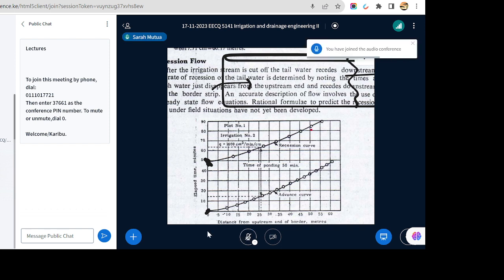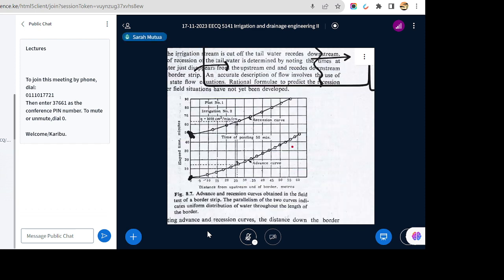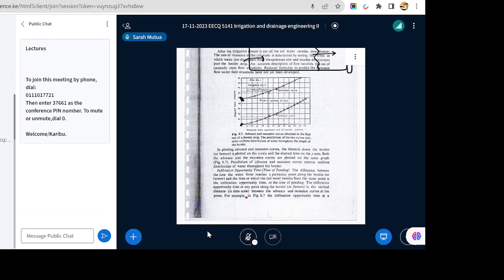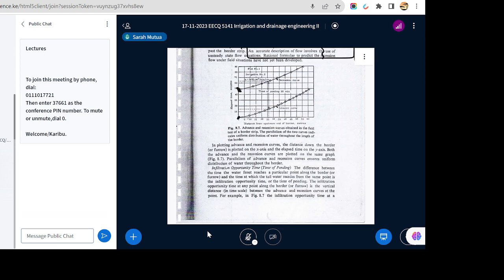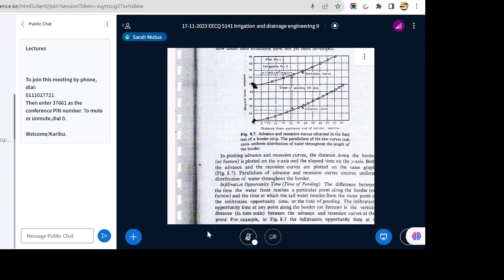Normally when you plot the recession curves and the advance curves, you see a general parallel profile difference between the two. And what this tells us is we have a kind of uniform distribution of water throughout the border. So if you do your experiment and you do not have this kind of uniform profile, then chances are that you did not have uniform flow in your border irrigation.